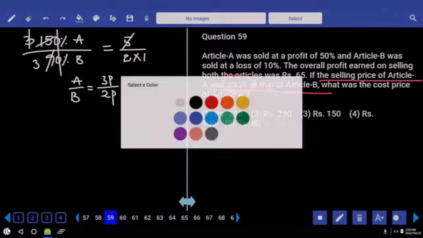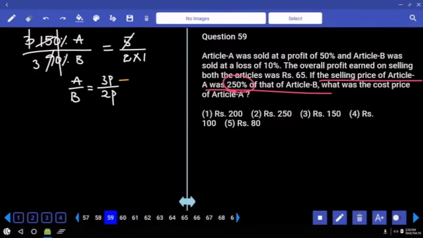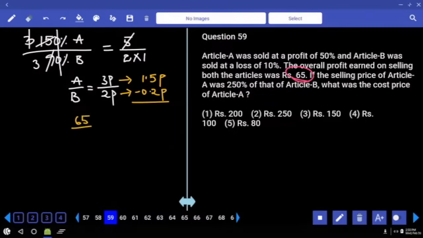On A, how much profit is made? 50% is 1.5 parts only. On B, how much loss is made? 10%, which is equal to 0.2 parts only. What is the overall profit or loss? Profit. How much in terms of parts? 1.3 parts. In rupees, it is equal to 65, then 1 part is equal to 65 by 1.3 only.